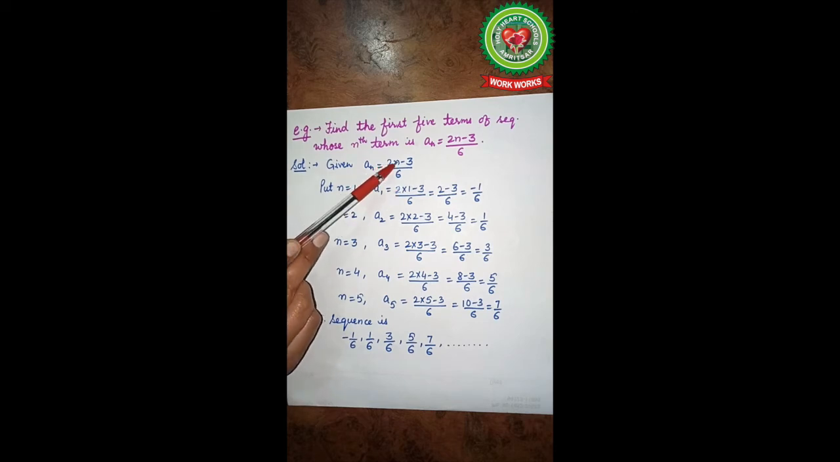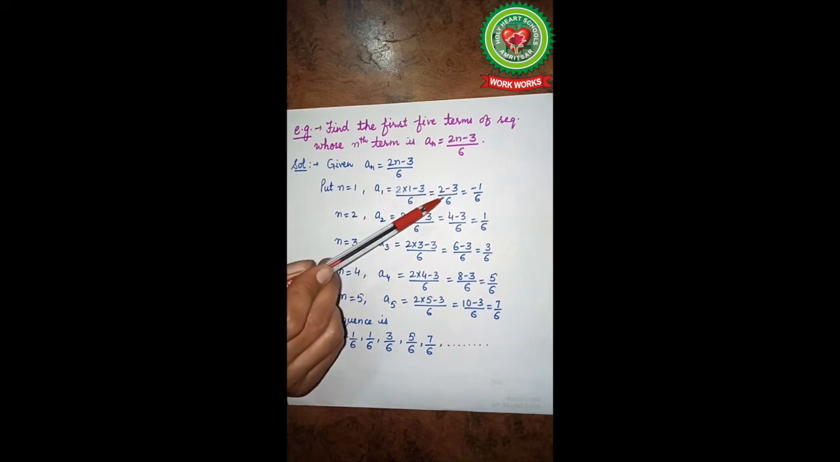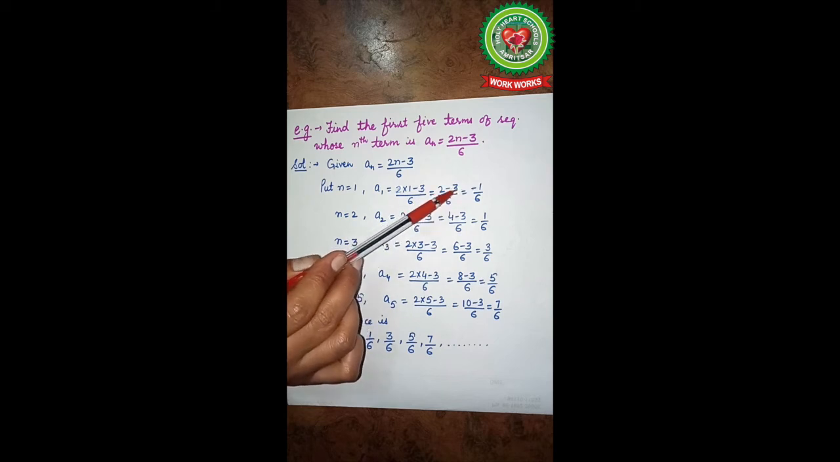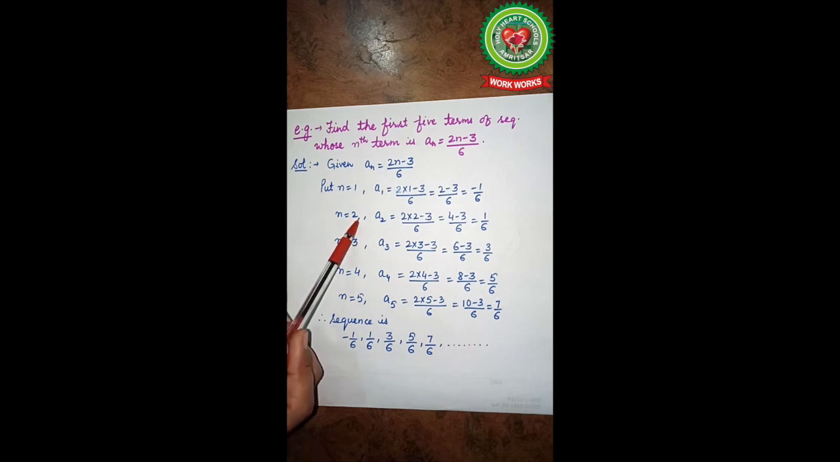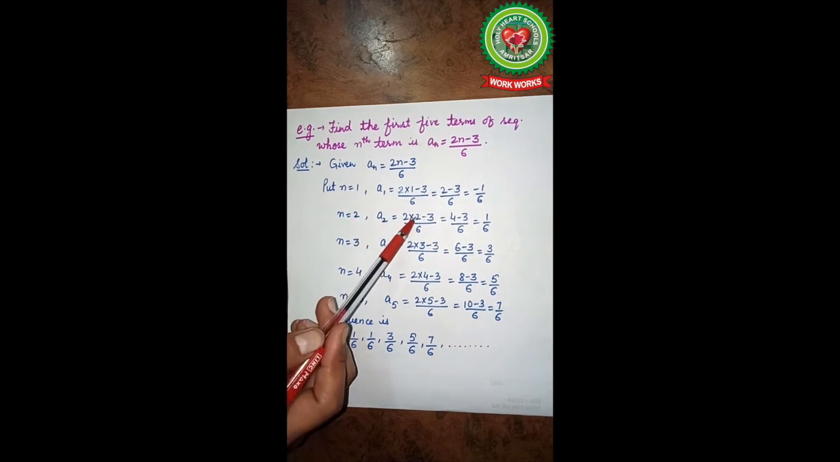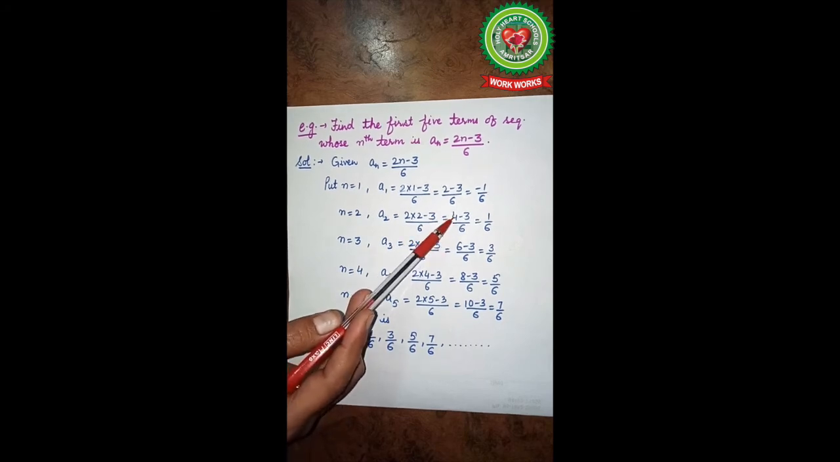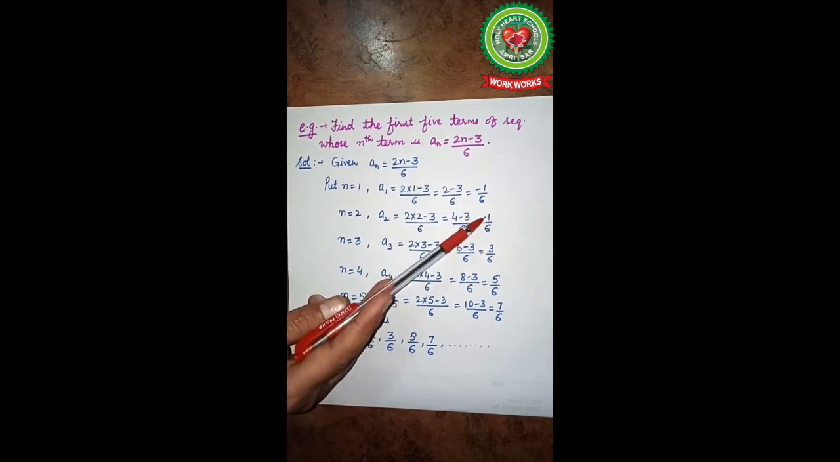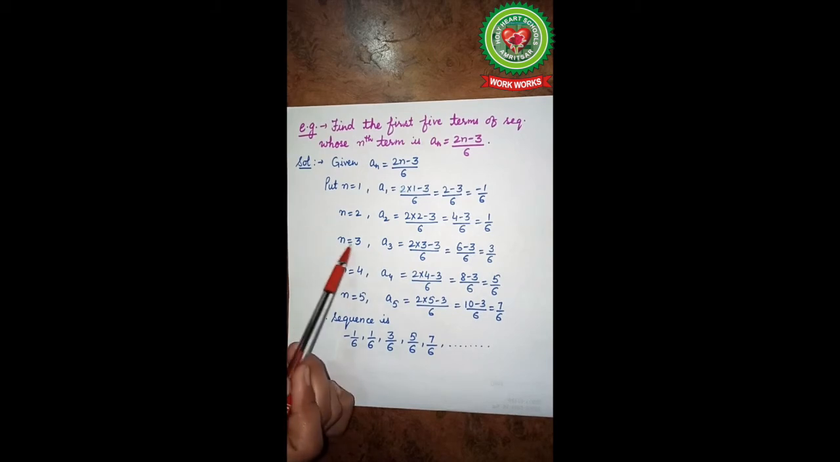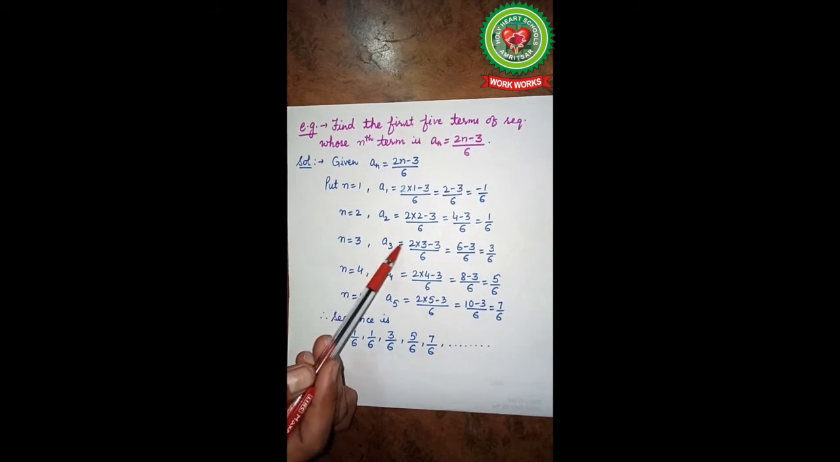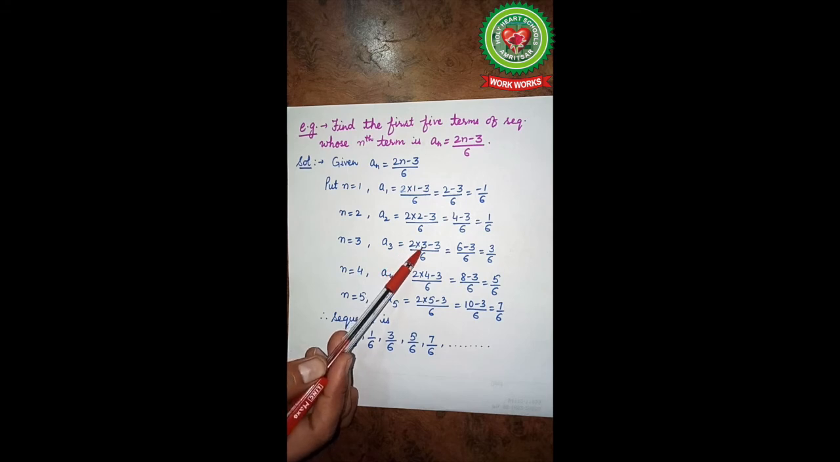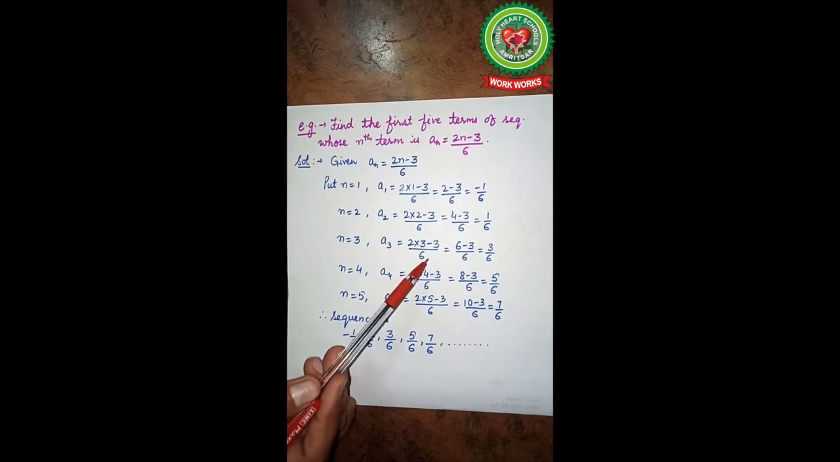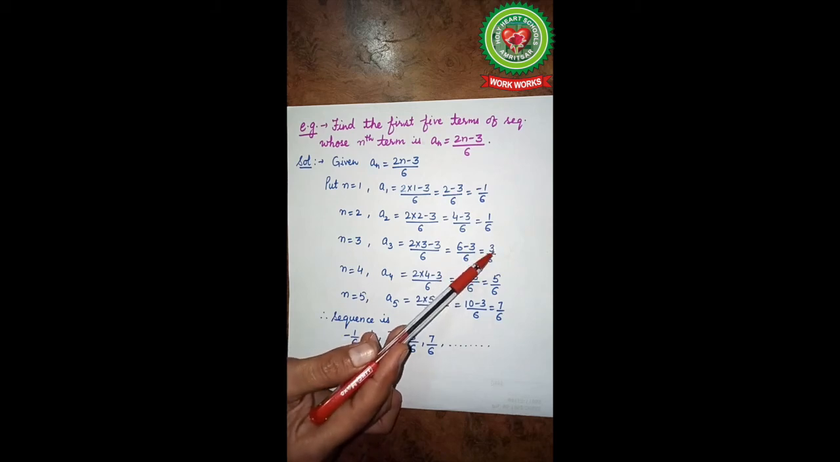So, first of all, put n is equal to 1. We get (2 × 1 - 3)/6. On simplifying, 2 ones are 2, minus 3 upon 6, so the answer is -1/6. Now, when you put n is equal to 2, you get the second term, that is (2 × 2 - 3)/6, 4 minus 3 upon 6. So, answer is 1/6. For n is equal to 3, we get a3 is equal to (2 × 3 - 3)/6, so it will become 6 minus 3 upon 6. So, answer is 3/6.